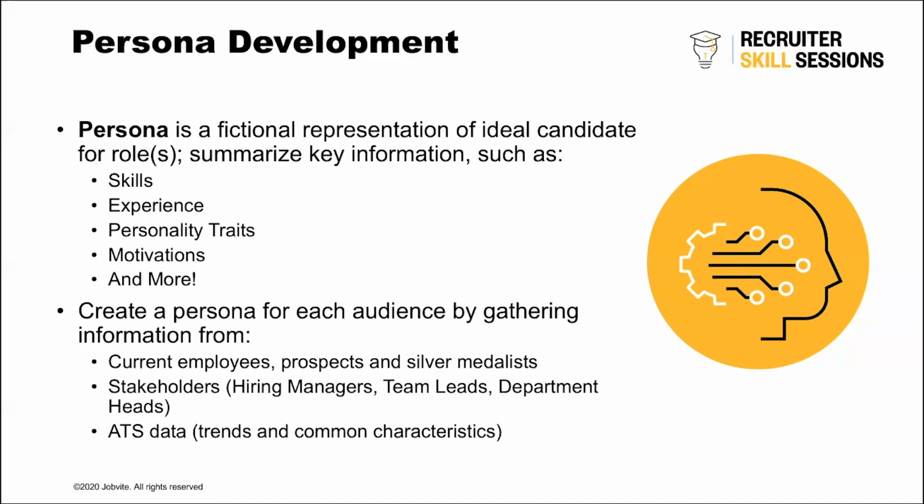Now, when it comes to developing personas for each audience, it's important to gather information from a variety of interested parties. Another example of this is to make note of traits and experiences that current employees have, as well as prospects and silver medalists, and maybe they all have something in common. But don't forget, you want to also tap into other stakeholders like your hiring managers, team leads, and department heads, and you want to find out what they consider to be an ideal candidate for their team. Of course, if you're currently using an ATS like Jobvite, you can always review this type of data to spot these trends and see what kind of common characteristics are there.